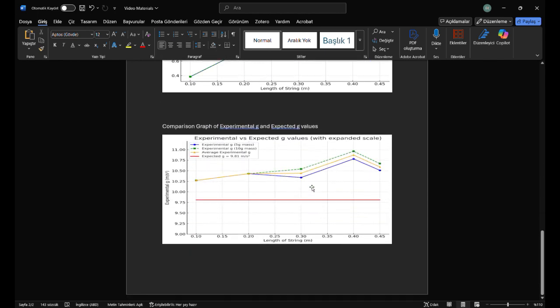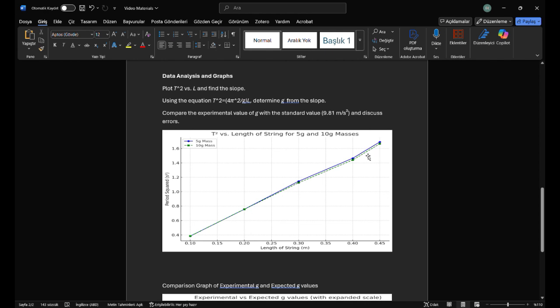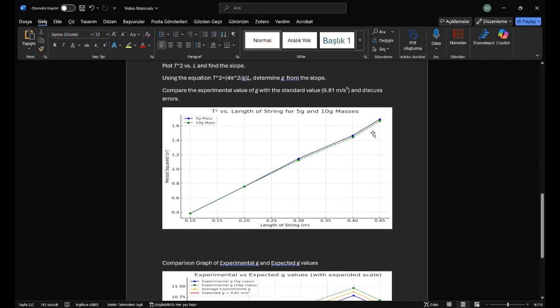Now the graphs. Okay, let me show you the first graph. This is the linear graph, because it's period squared versus length of string, to calculate the gravity with this formula. As you can see, there's a difference between the 10 gram mass and the 5 gram mass trials.